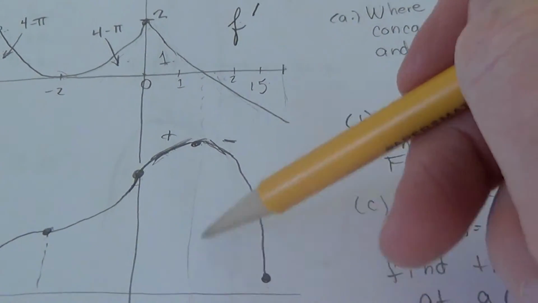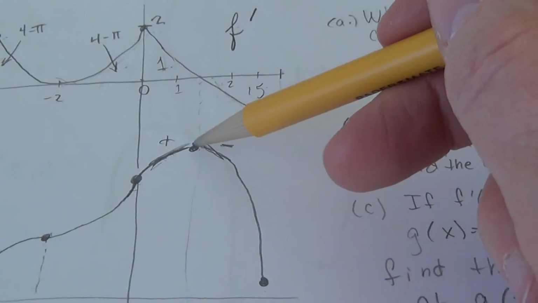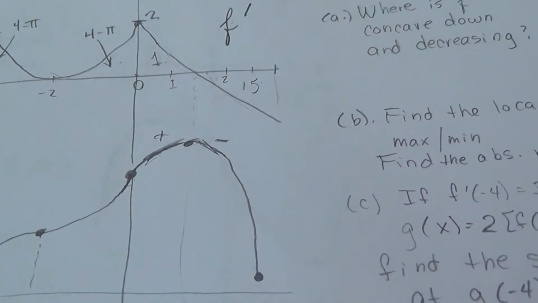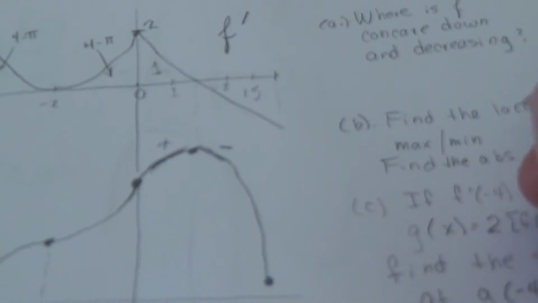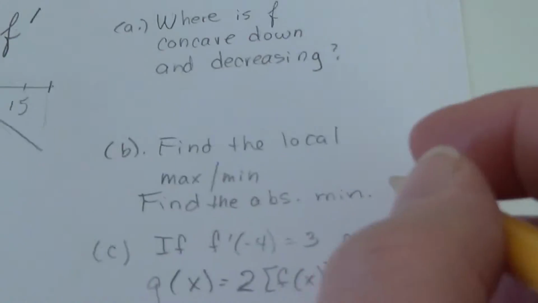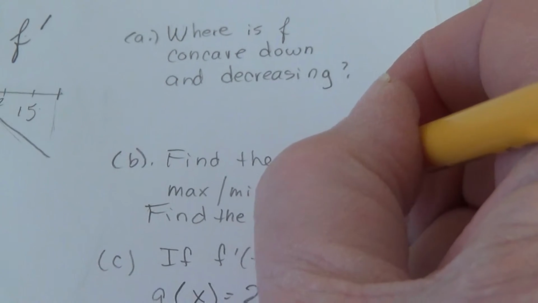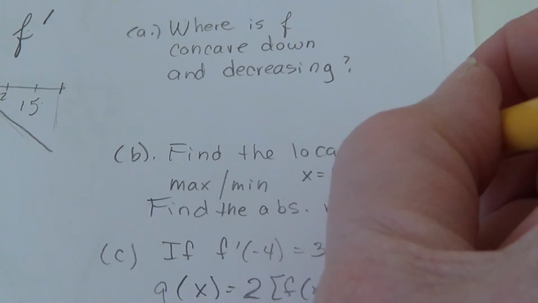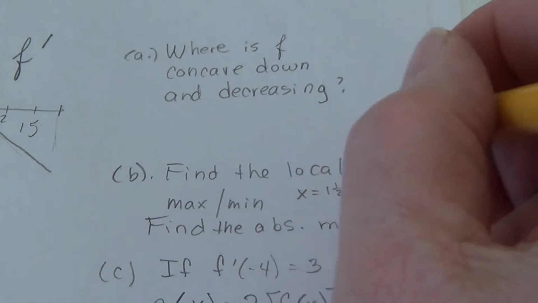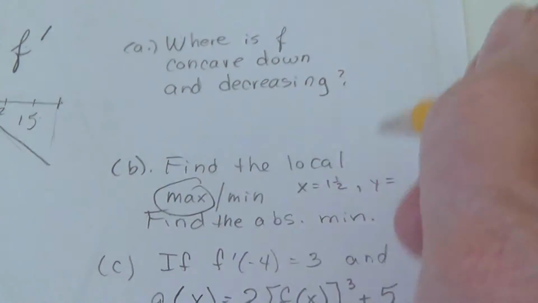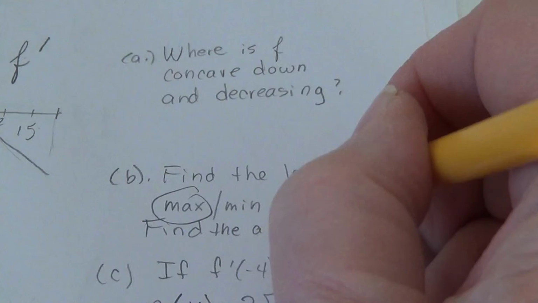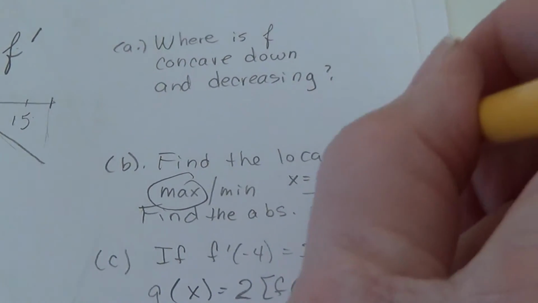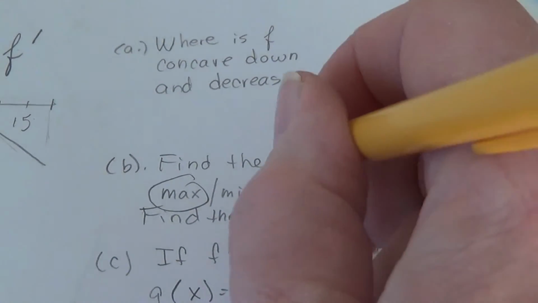Looks like 1.5, and we're not sure where the top is yet. So we'll just say for now, we'll figure that out when we do the absolute min. X equals 1.5 and Y equals, for this is a local max, and we're going to improve that answer in a minute. We'll come back and finish it. There is no local min.